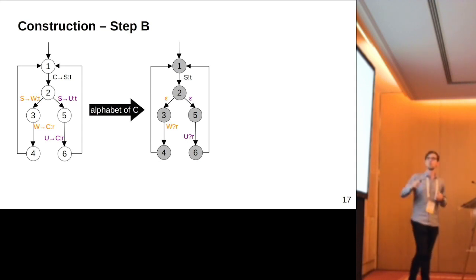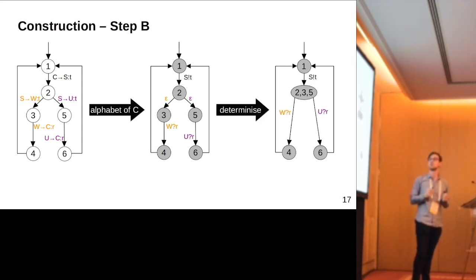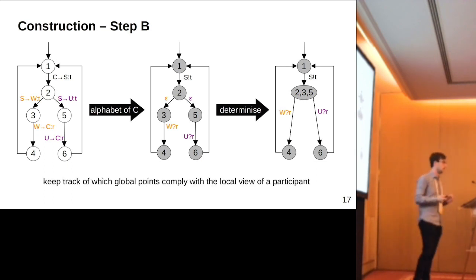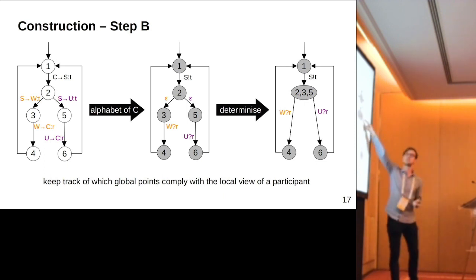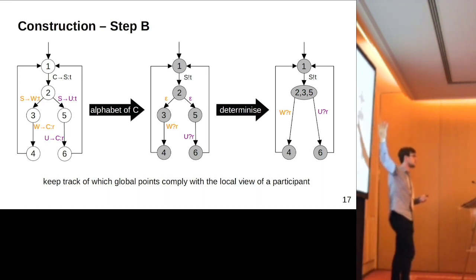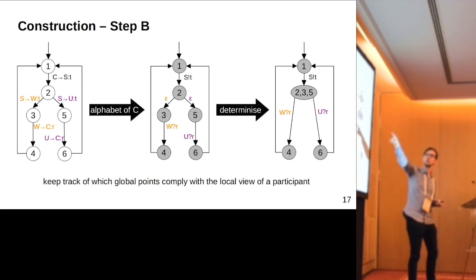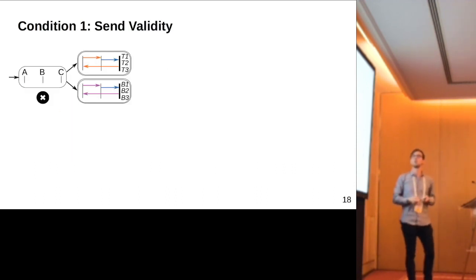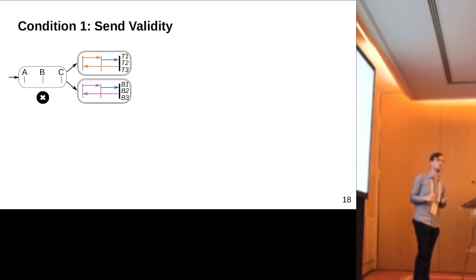So now we keep track of these local points and we determinize the result. You just do a determinization and you keep these labels of the global points in the protocol you could have been in. And intuitively this means that if I'm in this state as the client C, then my local view is compliant with any of these global states 2, 3, or 5. And these annotations we use in order to check these two conditions, send and receive validity, which are the second step. So first I want to give you an intuition what send validity means.